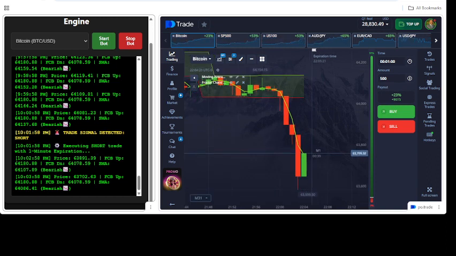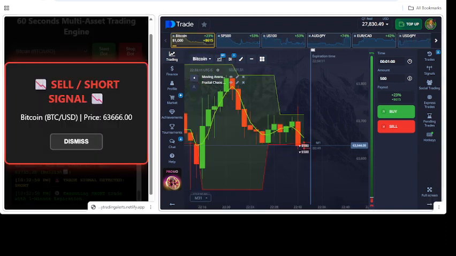In case the screen recorder didn't record the pop-up alert, there goes the alert right here, the yellow band there. As soon as the alert comes, you get a display alert and a pop-up alert. So I'm going to pause the video and see if we can get another Bitcoin alert. Okay, so I just received another trade alert, a sell alert here on Bitcoin. So I went ahead and took the trade.